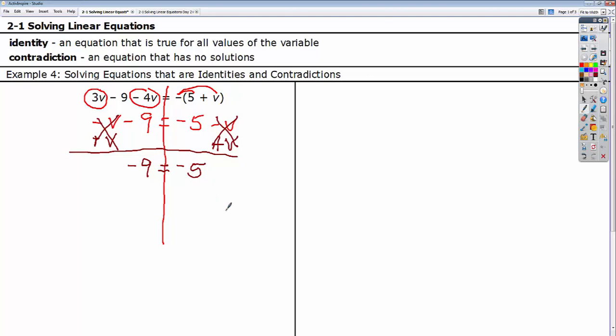Depending on what you get as your result will tell you if you have an identity or contradiction. Okay, we got a false statement. That is not true. So that means that every number I plug in for v will always give me something false. This is when you have no solution, so you put v equals, and the symbol for no solution is 0 with a slash through it. That's also called the empty set. We talked about that first day of school. Then we can write this is a contradiction.